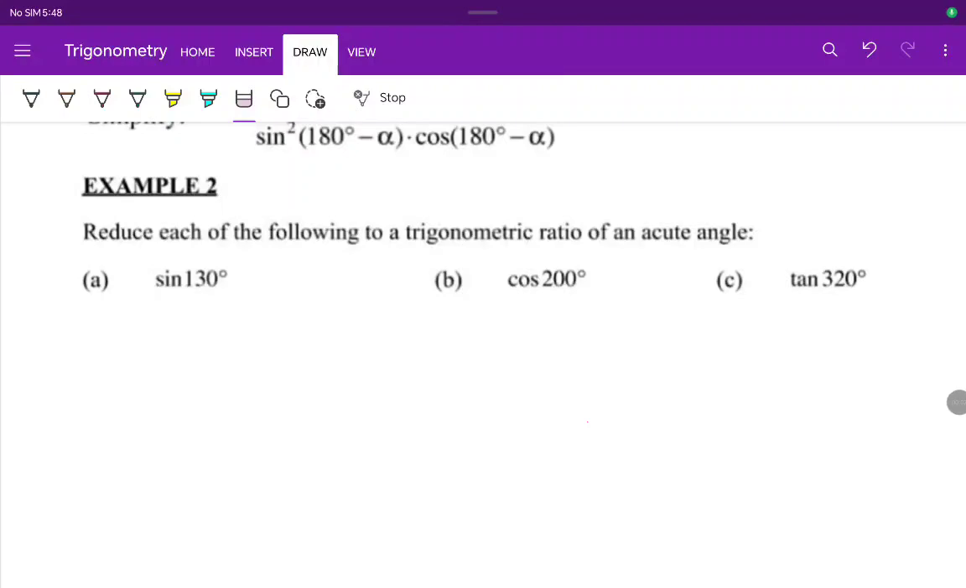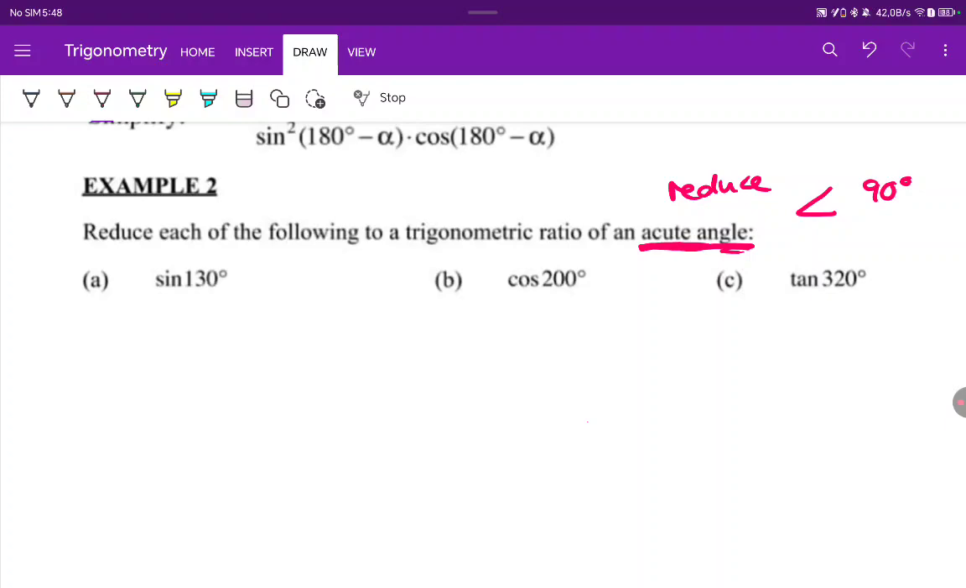Let's practice some reduction questions. These questions are from the grade 11 textbooks, just for us to refresh our memory. The question in example 2 says reduce each of the following to a trig ratio of an acute angle. Now we've got sine 130, cos 200, tan 320. What do we want? We want an acute angle, which means we want to reduce to something that is smaller than 90 degrees, right? That's what we're aiming for.